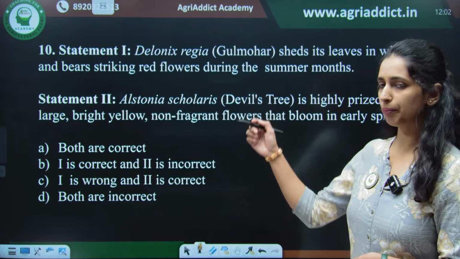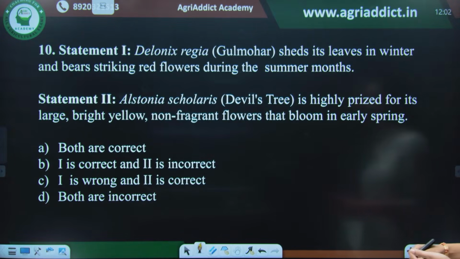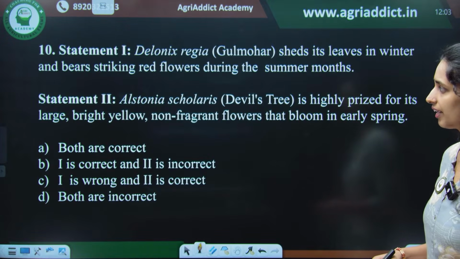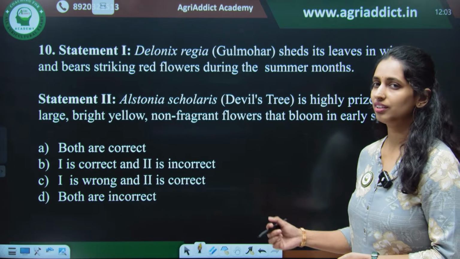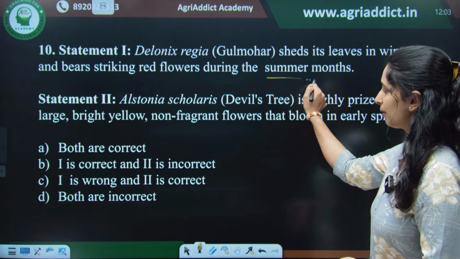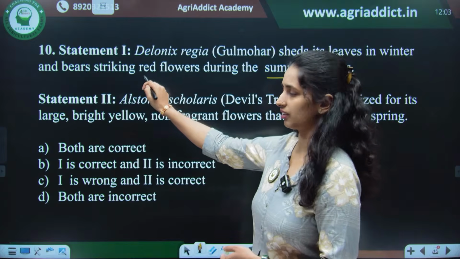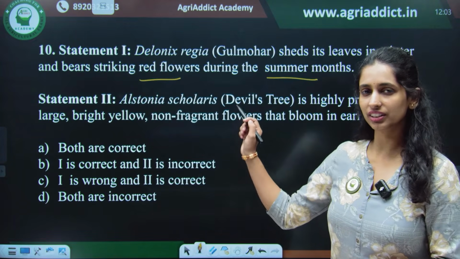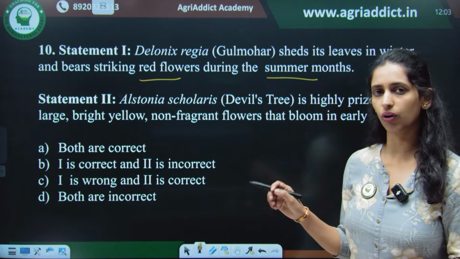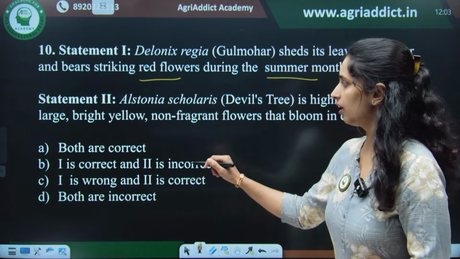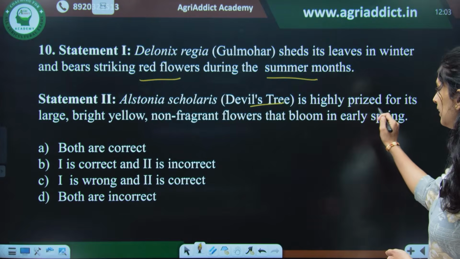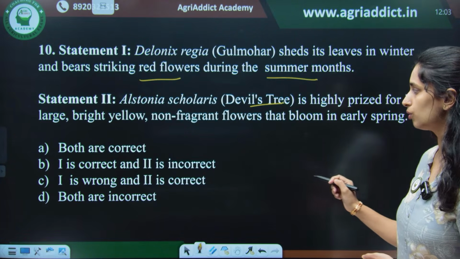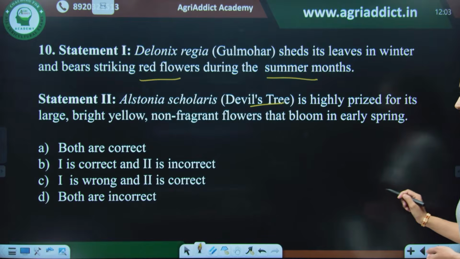10th one, statement type question. Statement 1, Delonix regia, gulmohar, sheds its leaves in winter and bears striking red flowers during the summer months. Okay, अभी इनका सीजन चल रहा है. So you can guess summer months is correct and red flowers correct है. This Delonix regia is their favorite tree. So match the following also they will be asking. So you remember this. And statement 2, Alstonia scholaris, that is devil's tree, is highly prized for its large, bright yellow, non-fragrant flowers that bloom in early spring.